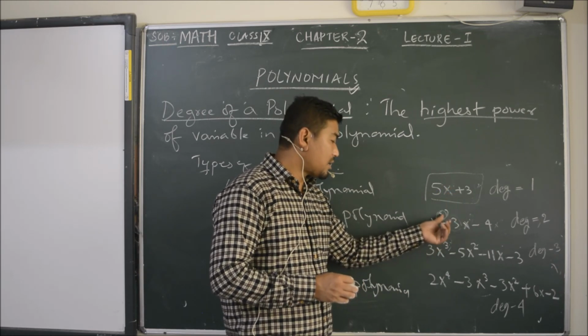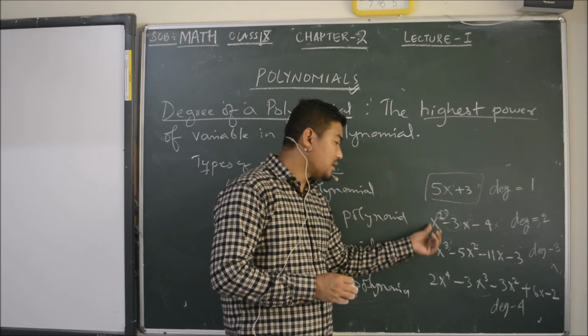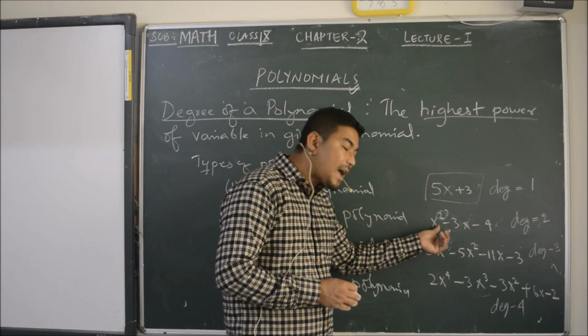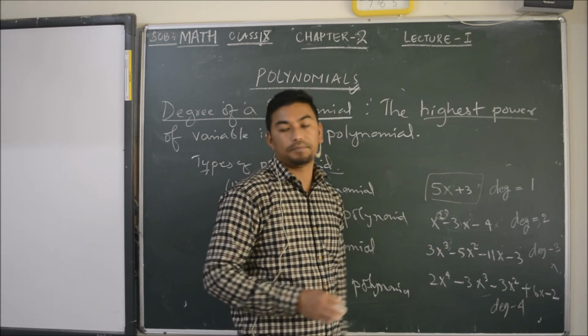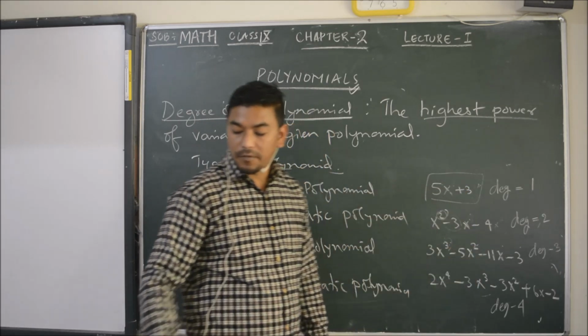Here x square, power is 2. Here 1 is there, actually you have to assume 1. 1 is the coefficient of x square. Okay, I think you have understood the concept of coefficient also.